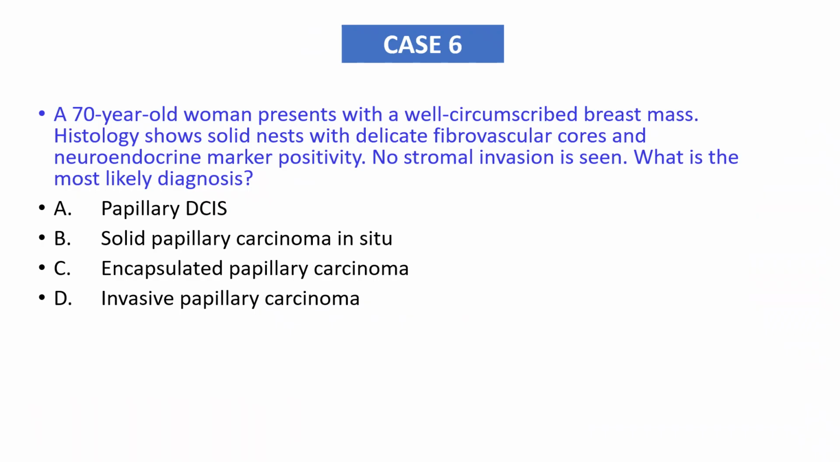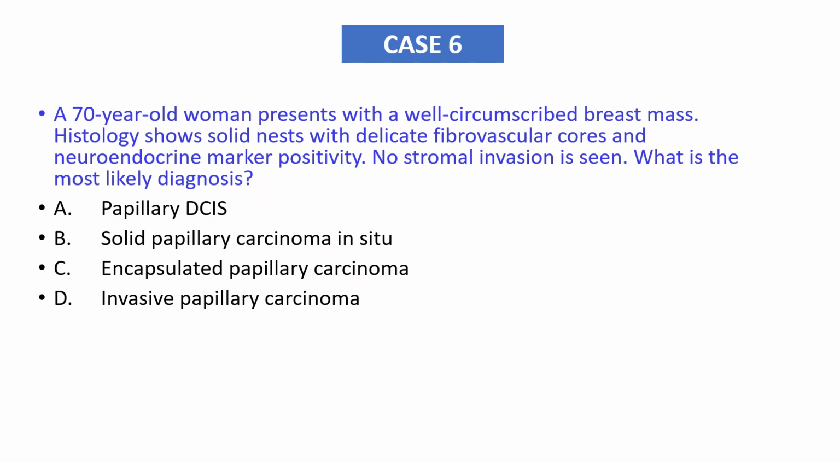Coming to case 6, a 70-year-old woman presents with a well-circumscribed breast mass. Histology shows solidness with delicate fibrovascular cores and neuroendocrine marker positivity is seen. No stromal invasion is seen. What is the most likely diagnosis? In the previous case, there was a solid nature and neuroendocrine marker positivity, but there is definite stromal invasion in the previous case. But here there is no definite stromal invasion, and in this case the myoepithelial cell rimming will be present at the periphery. So what will be your diagnosis?